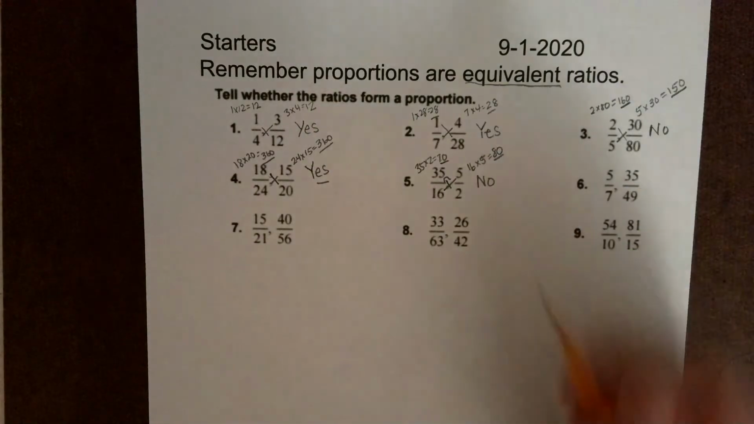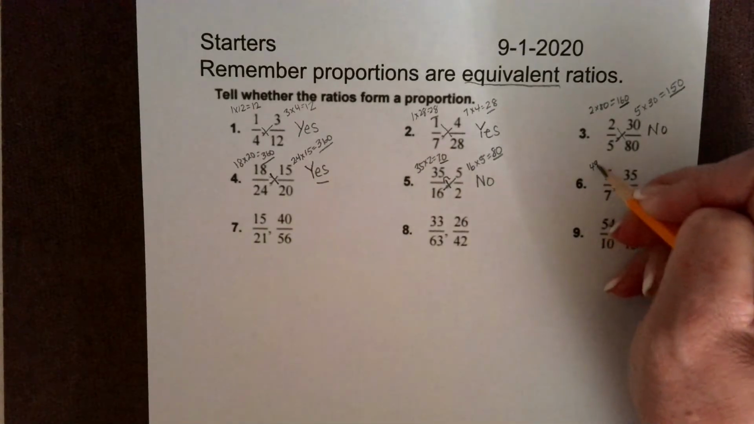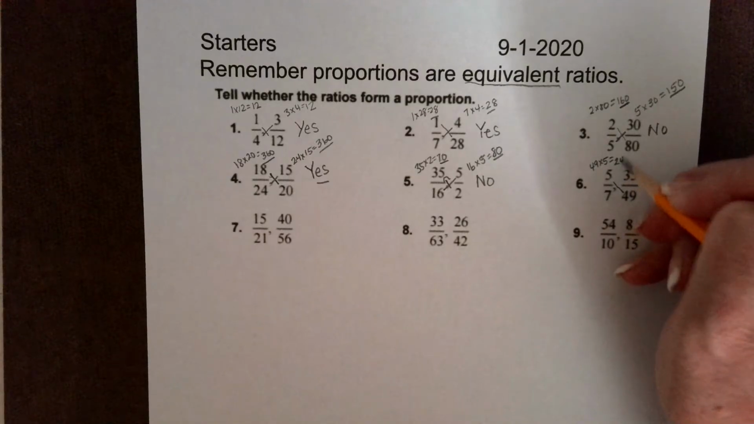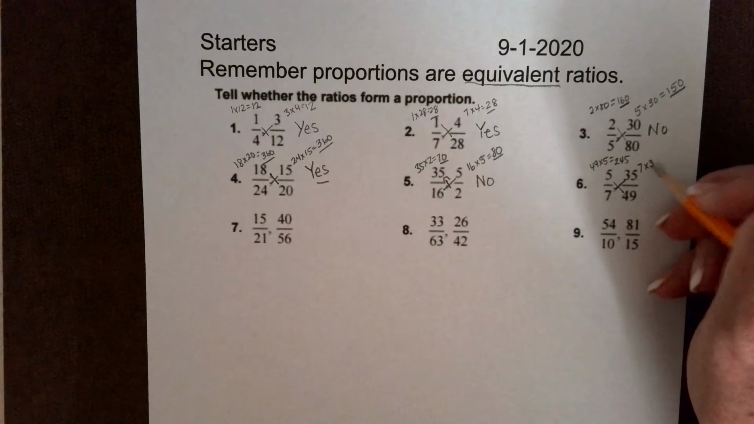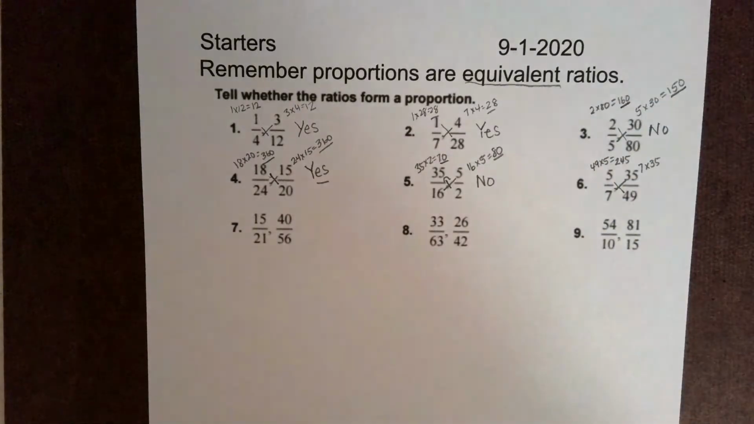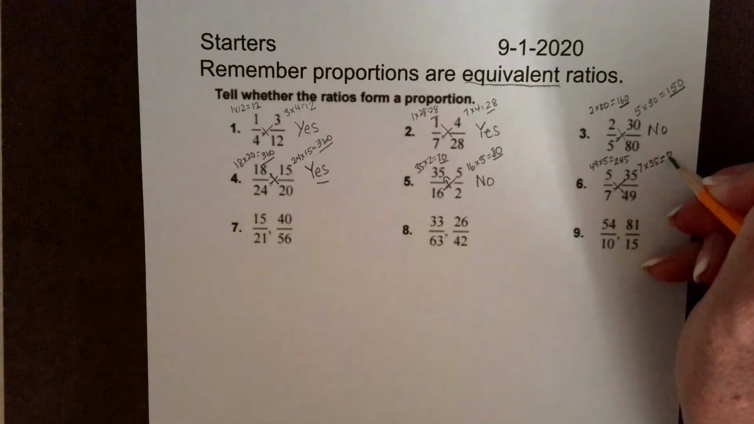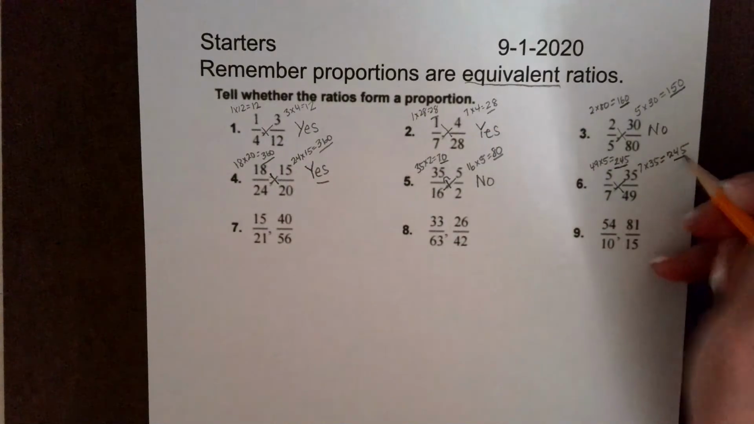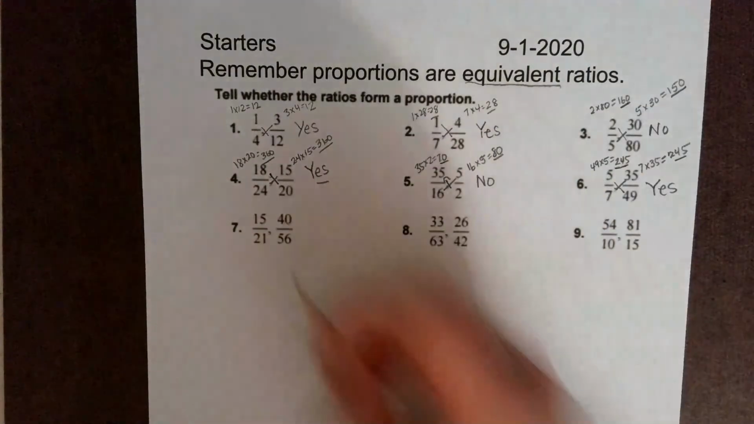Next one is 49 times 5, and that is 245. And 7 times 35 is 245. Those two things are the same, so they are proportional.